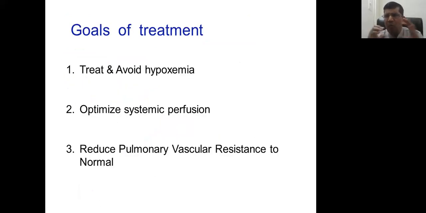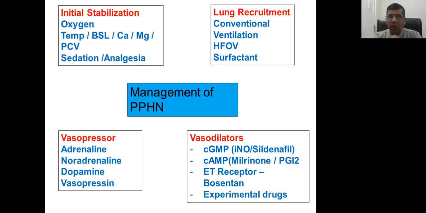The most important part: what are our goals? Our goals are avoiding or treating hypoxia, maintaining the perfusion, and decreasing the pulmonary resistance. That's the goal we have to achieve in cases of pulmonary hypertension. This is the important summary slide, but probably the first slide: that initial stabilization is the most important.